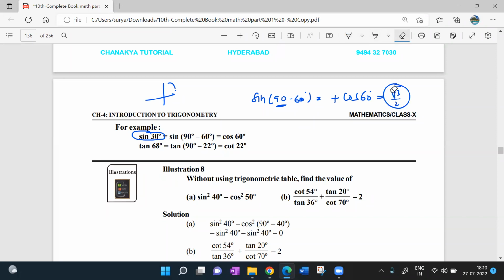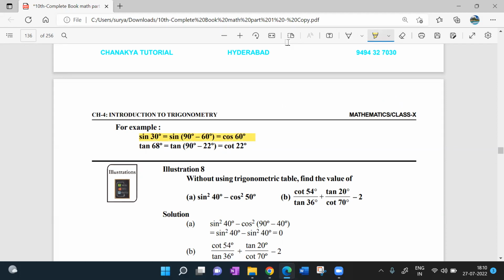Cos 60 is what? Sorry, cos 60 is 1 by 2. And sin 30 is also 1 by 2. So sin 30 is equal to cos 60. You understand? Very important: sin 30 is equal to cos 60.